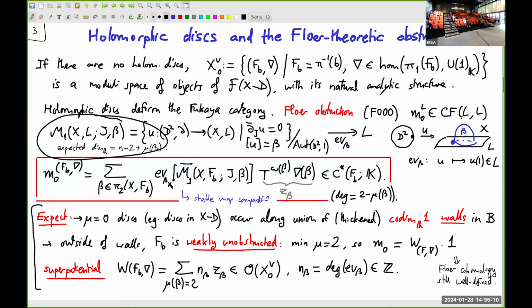And so if I look at M0, which is just disks with no inputs and one output, this contributes something of cohomological degree 2 minus Maslov. If the Maslov index is bigger than 2, this vanishes for degree reasons. Now, of course, higher Maslov disks can still enter in other Floer operations. If you start putting incidence constraints, inputs on your holomorphic disks to cut down the dimension, then it might still come up.